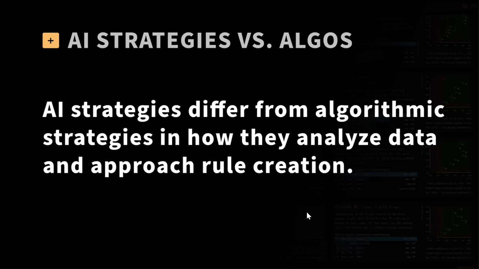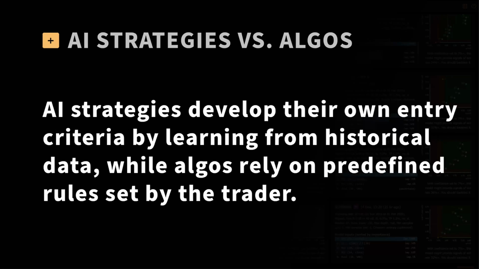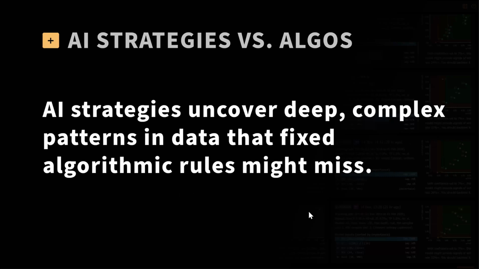Now, the last thing here before we get to Russ, how are AI strategies different from algorithmic strategies? Well, AI strategies differ from algorithmic strategies in how they analyze data and approach rule creation, right? They offer a range of advantages. The first is that they are learning-based versus rule-based algorithmic strategies. So AI strategies develop their own entry criteria by learning from historical data, while algorithmic strategies rely on predefined rules that you set, right? As a trader, you're setting those rules. AI strategies can also uncover deep, complex patterns in data that fixed algorithmic rules might miss. So they can detect relationships that aren't easily captured by rule-based approaches.